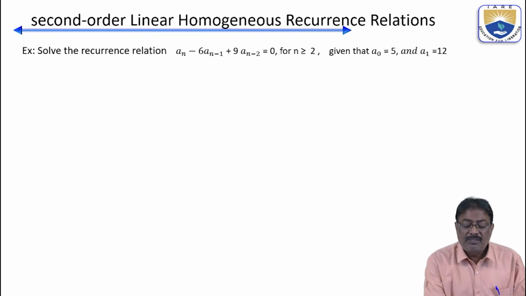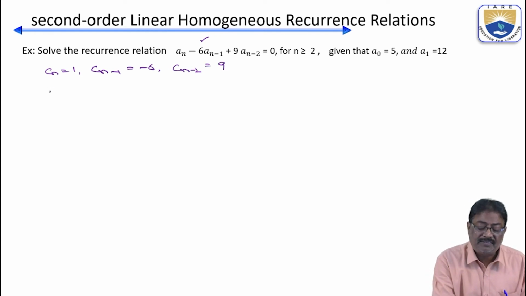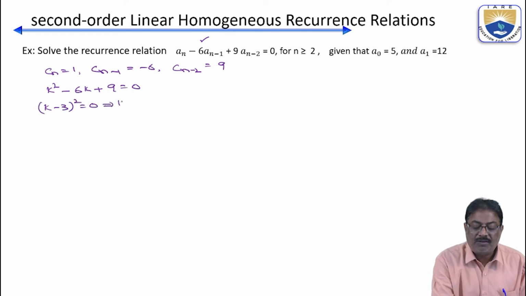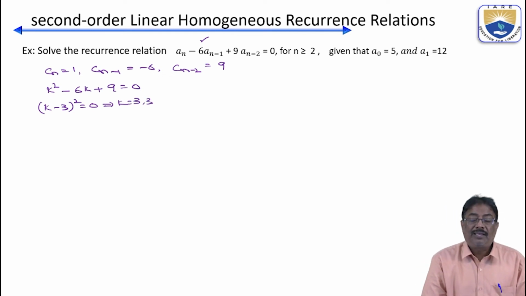So here also, from this we are just calculating Cn is equals to 1, Cn minus 1 is equals to minus 6, Cn minus 2 is equals to 9. So what is that? Just it is Cn k square. So it is k square minus 6k plus 9 equals to 0. Then it is k minus 3 whole square is equals to 0. So what I am going to get, k equals to 3 comma 3. Repeated root. Real and repeated root.